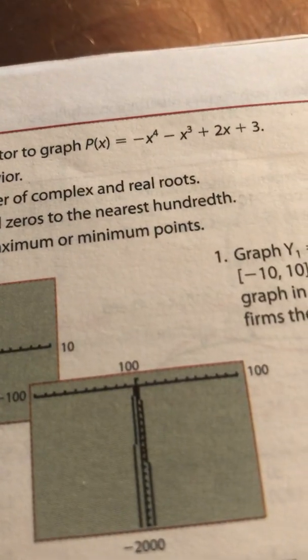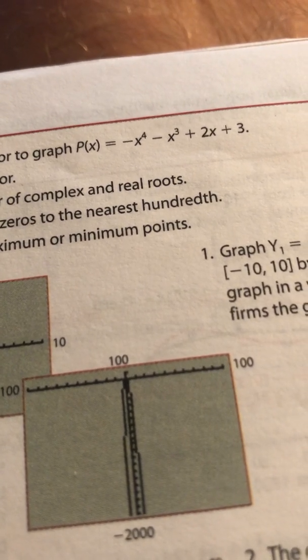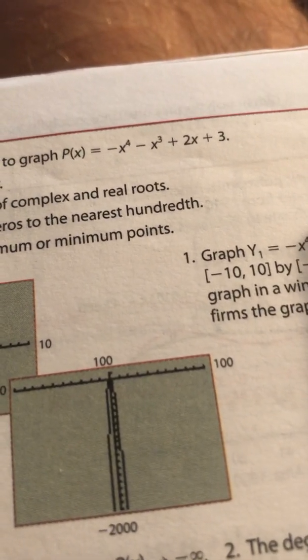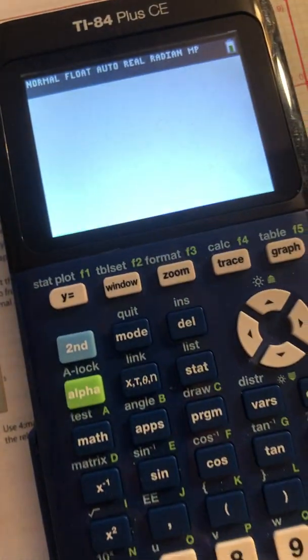Alright, so let's take a look at what we're given. We have p of x equals negative x to the fourth minus x to the third plus 2x plus 3. What we're going to do is put that in our calculator as we read it. So let's look at our calculator here.